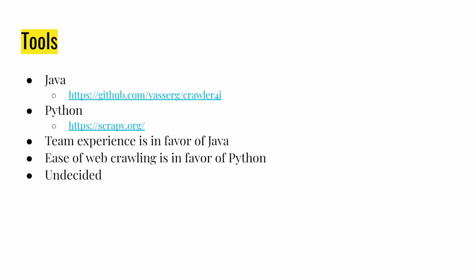And in terms of tools that we'd be using in our project, the first couple of links here are examples of a web crawler similar to what we would be trying to build. The first one's in Java and the second one's in Python. And we're trying to decide if we should use Java or Python. Within our team, our experience is more in favor of Java, especially with the NDSU curriculum. Most of the projects they have us doing have been in Java.